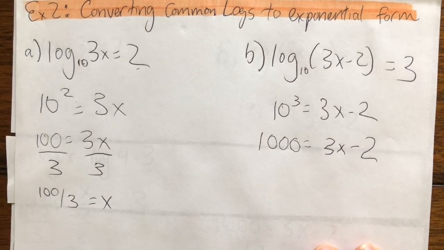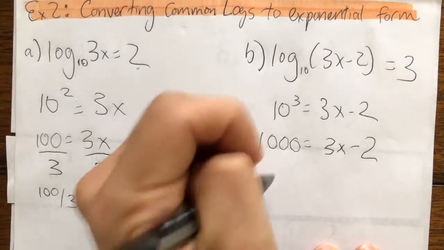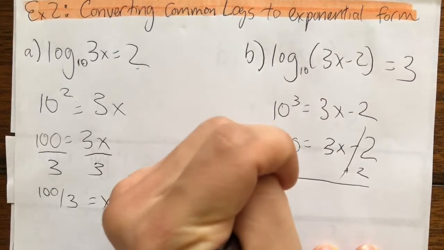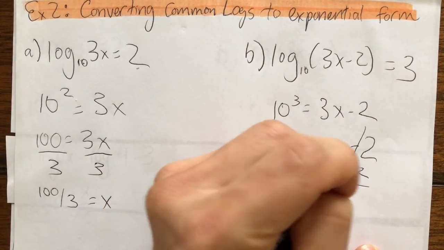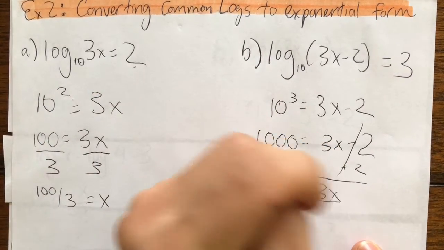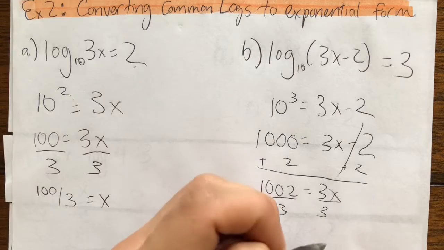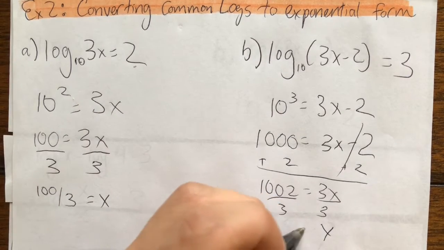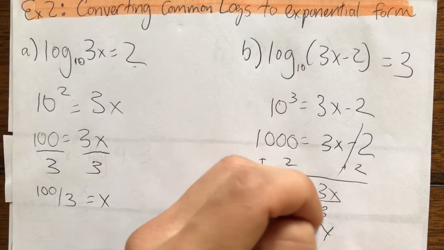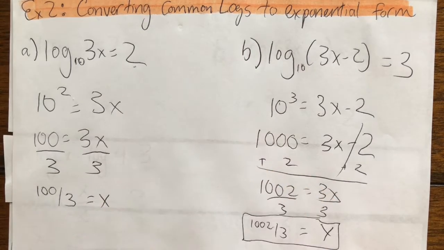So now I just need to solve. I add 2 to both sides, I get 1,002 equals 3x. Divide both sides by 3. Then x equals 1,002 over 3. All right, so this would be my final answer.